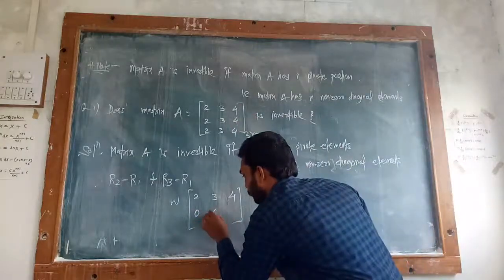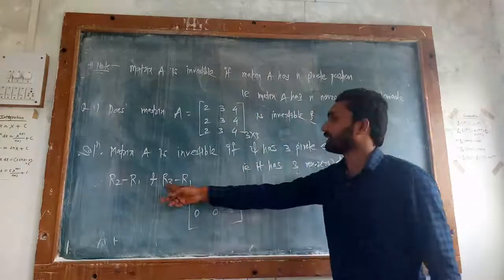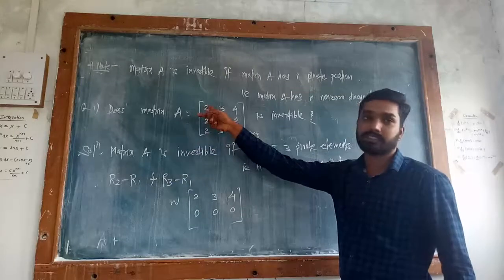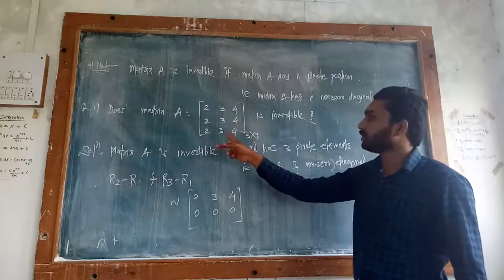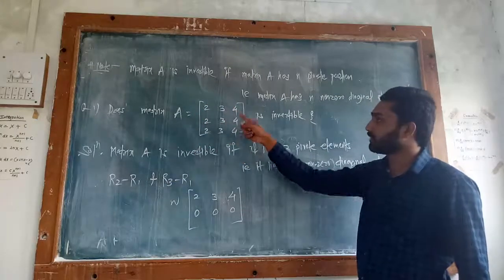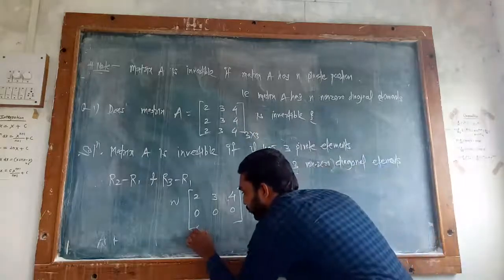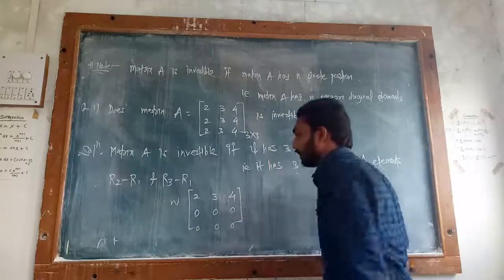What is your second row? 0 0 0. What is your next row operation? R3 minus R1. That means 2 minus 2 = 0, 3 minus 3 = 0, again 4 minus 4 = 0. So your third row is also 0. So what do you get?